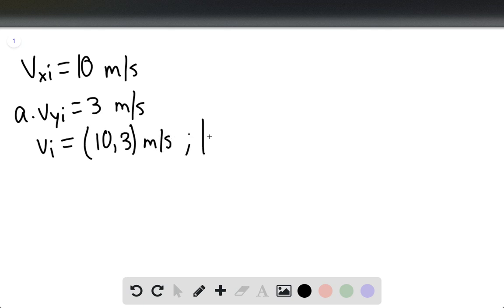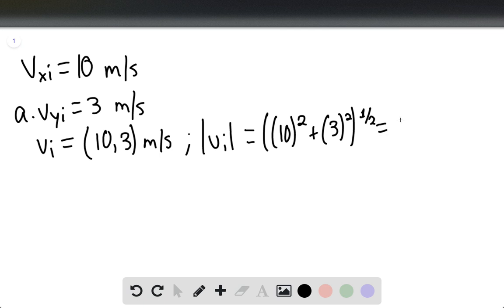If we wanted to find the magnitude, we can simply take the square root of the sum of the squares. So this will be 10 squared plus 3 squared, all to the 1/2 power. And this is giving us 10.4 meters per second.